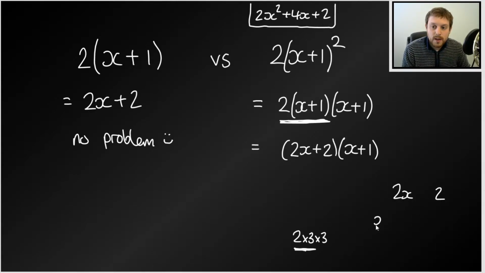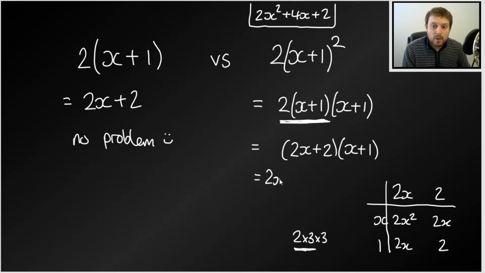So 2x and 2, x and 1. So I get 2x squared, 2x, 2x, and 2. And I get the same answer as I got before, because, as you should know, it doesn't matter what order you times things in. Right? It's the same answer. Okay? The same answer.